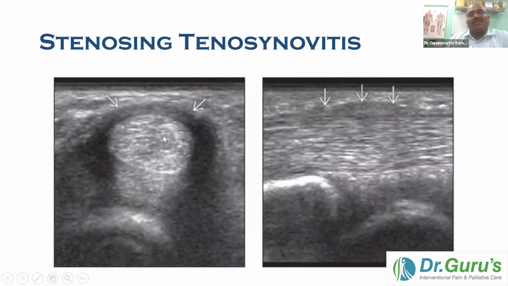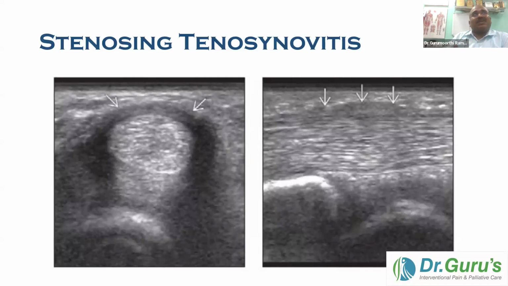So these are the flexor digitorum tendons, and if you put it in long axis, you can see the pulley. So this is another variant of your tenosynovitis. I had told you tenosynovitis is not a separate entity nowadays. It is basically a spectrum inside tendinopathy.